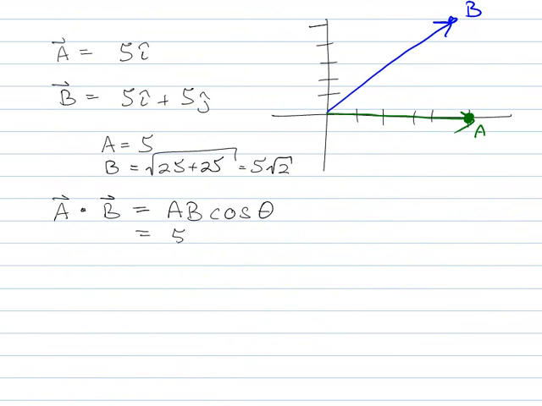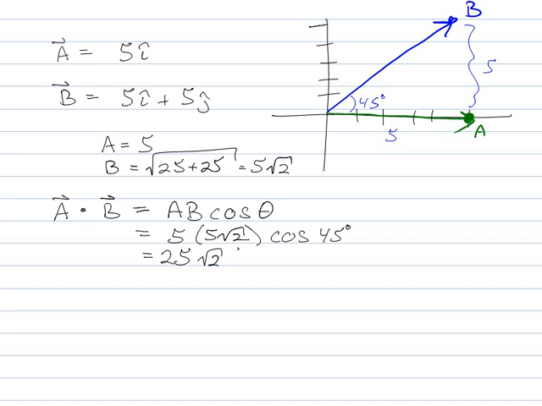All right, A times B. Now, what's theta? Hopefully, you saw that if this is 5 going this way and this is 5 going up this way, then this better be 45 degrees, right? So times the cosine of 45. Good. So this is 25 times the square root of 2. And we know the cosine of 45 is square root of 2 over 2, also known as 1 over the square root of 2. So those cancel out. So A dot B is 25.